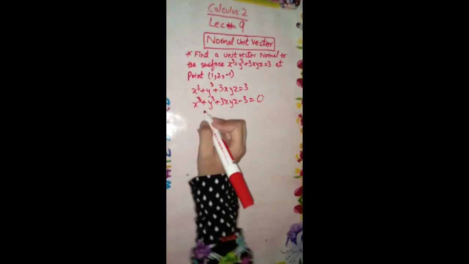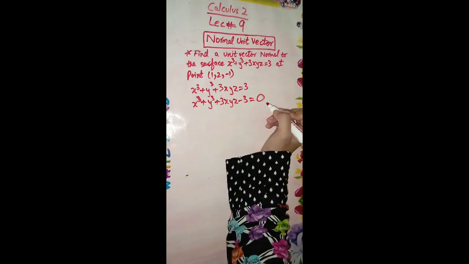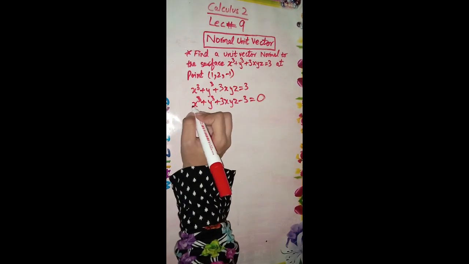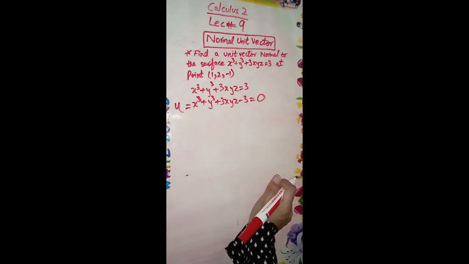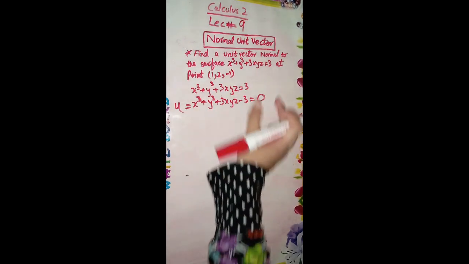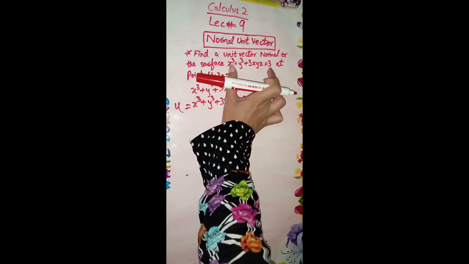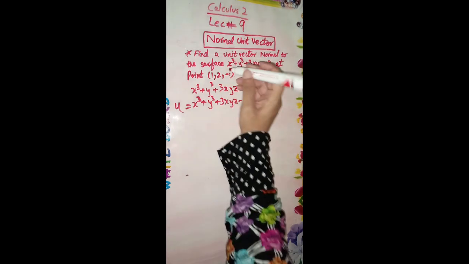Our surface equation, which is equal to 0, is basically our value of u, which is the scalar point function. On the whole surface, we are just taking these values. It means this value will be our scalar point function.